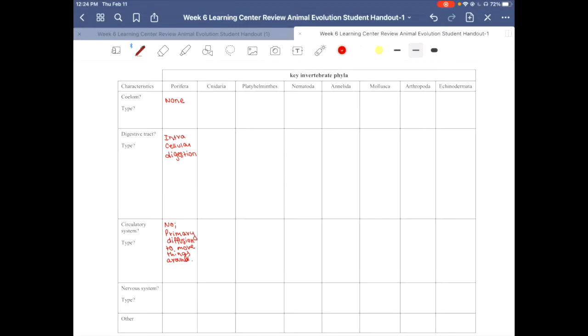And since they're very simple organisms, we're also not going to have a nervous system, but how they communicate is through cell to cell communication.